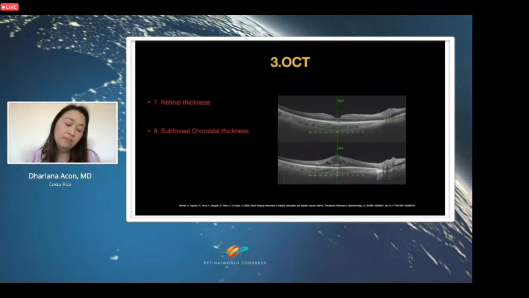Other biomarkers we can measure are the retinal thickness, but this is usually not associated with prognosis, and subfoveal choroidal thickness. Usually, patients with greater choroidal thickness have a better prognosis because of better vascularity of the outer retina.